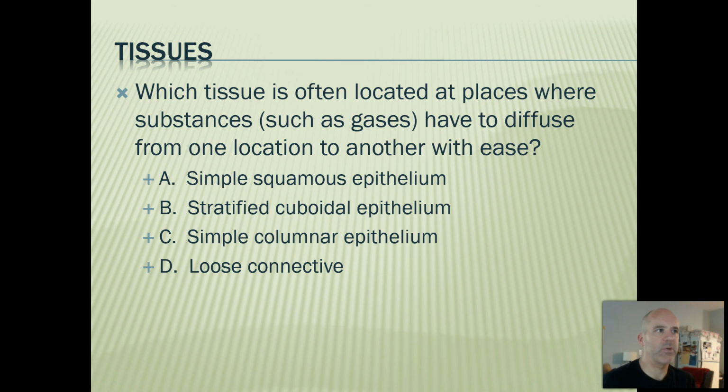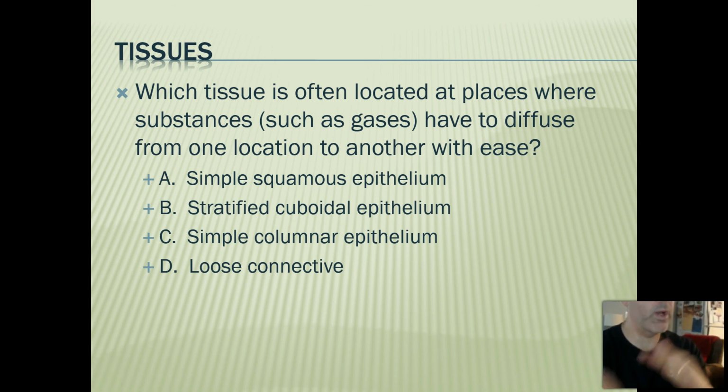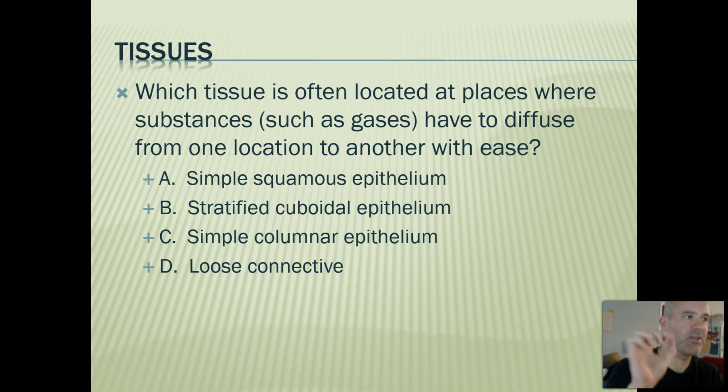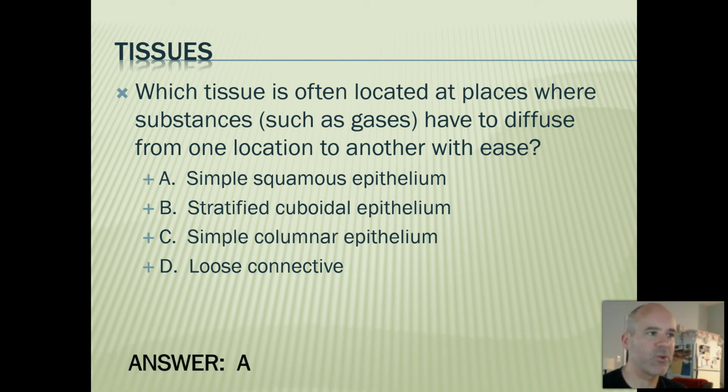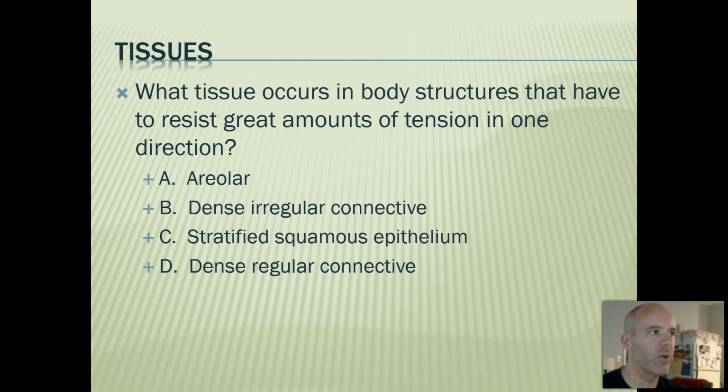All right, how about this one? Which tissue is often located at places where substances such as gases have to diffuse from one location to another with ease? Well, I was just mouthing off a couple of slides ago, so I think I already gave away this answer. Any place where you're going to have a lot of diffusion, you have to move substances from one location, one compartment, to another. It's going to be good to have a very thin layer of tissue at that location. So which one of these would represent the thinnest layering? And hopefully you're answering simple squamous epithelium. Associate those with locations where diffusion of substances will have to take place, moving from one location or compartment to another.